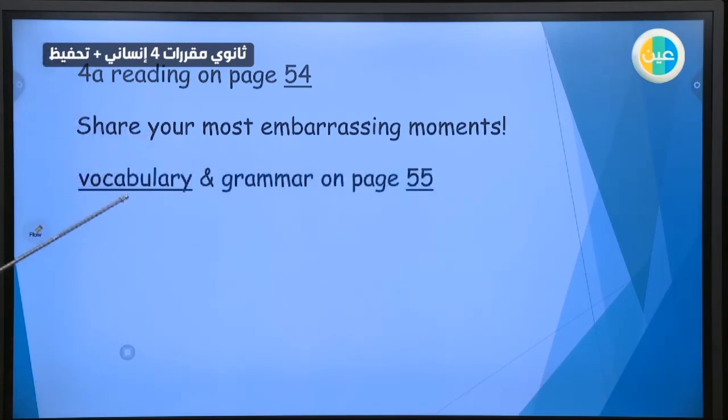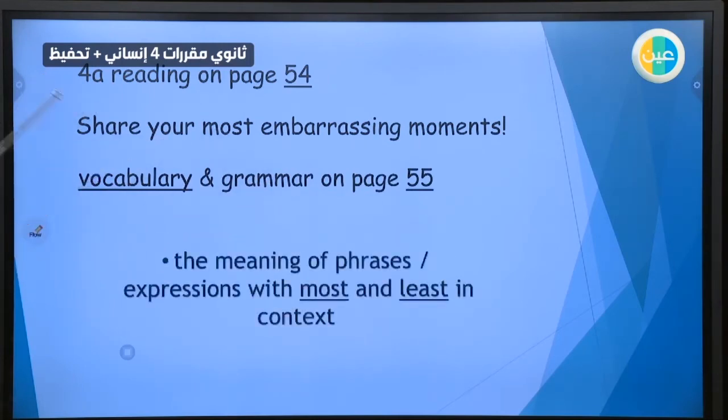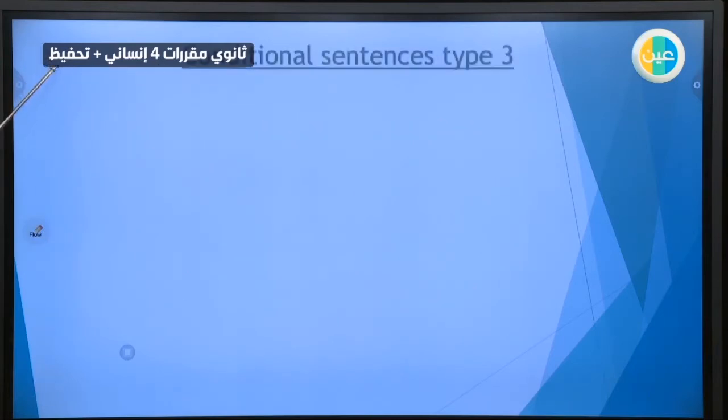Then we have vocabulary and grammar on page 55. We have vocabulary, the meaning of phrases, expressions with most and least in the context. We have some phrases and expressions that include most or least with different and various meanings. Then we have the grammar, conditional sentences type 3. On page 55, we have conditional sentences type 3.